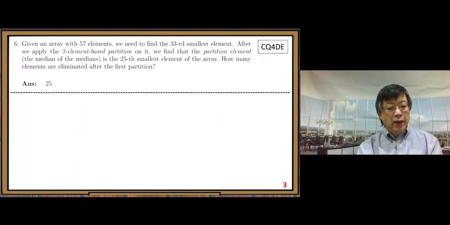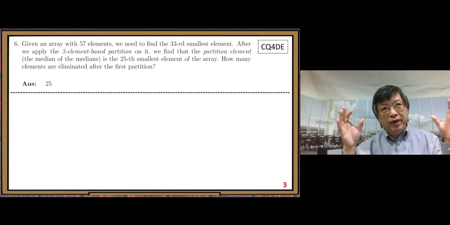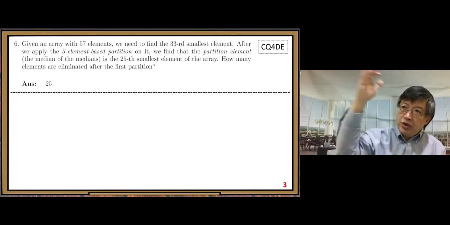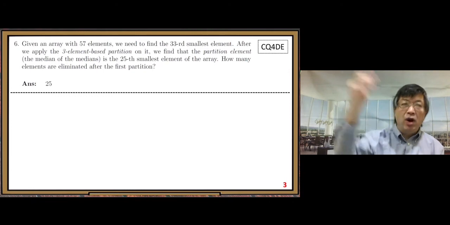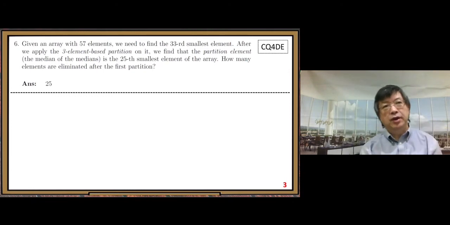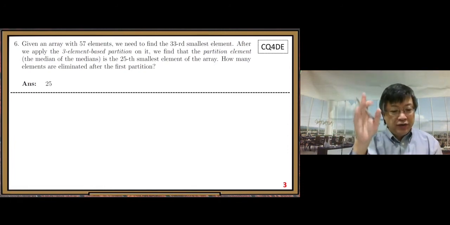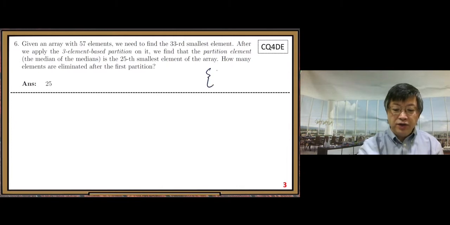All right. So given an array with 57 elements. This is a long question, but I want to check your understanding of the 3-element partition to solve the selection problem. So we did 2 methods. The first way is the 3-element partition. Second, the 5-element partition. So this one, we want to understand the 3-element partition. A lot of detail, a lot of story.